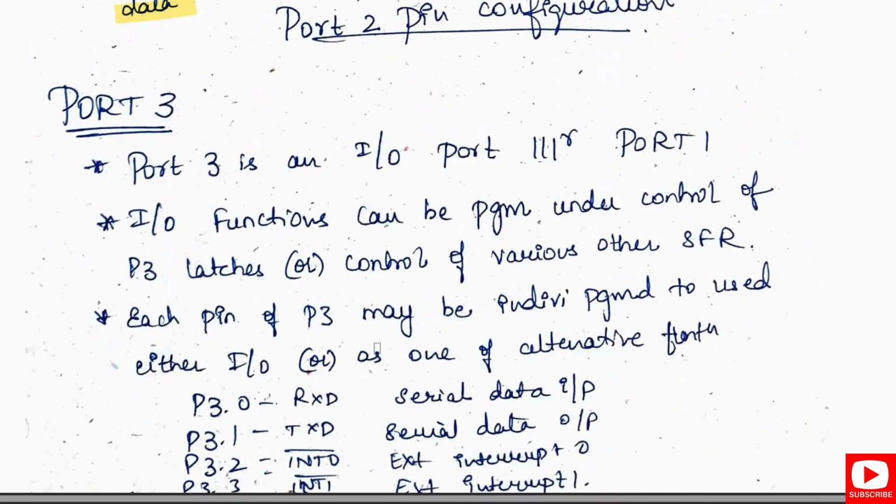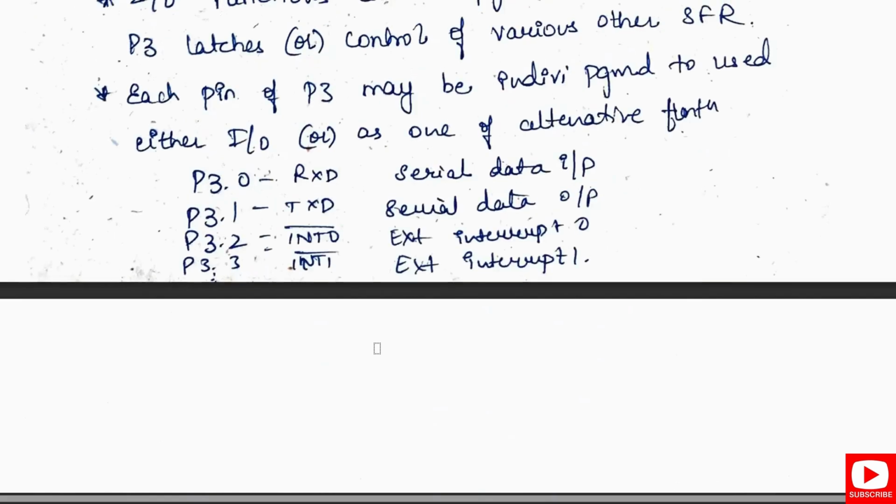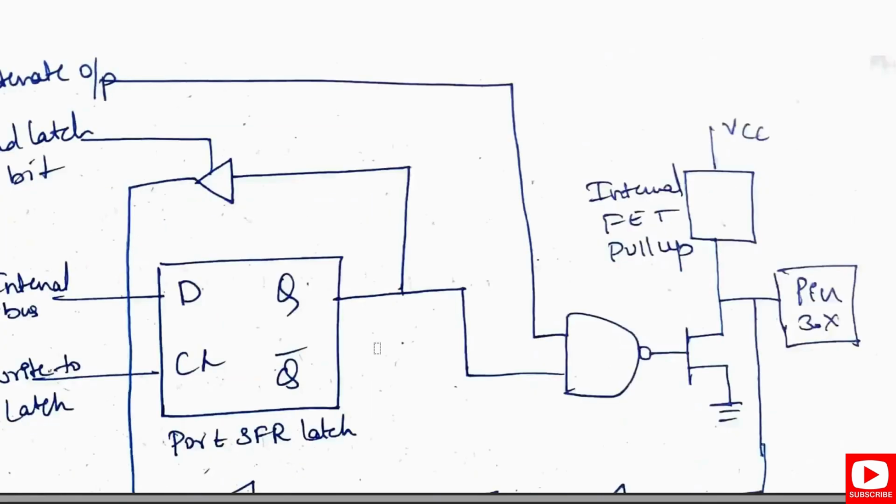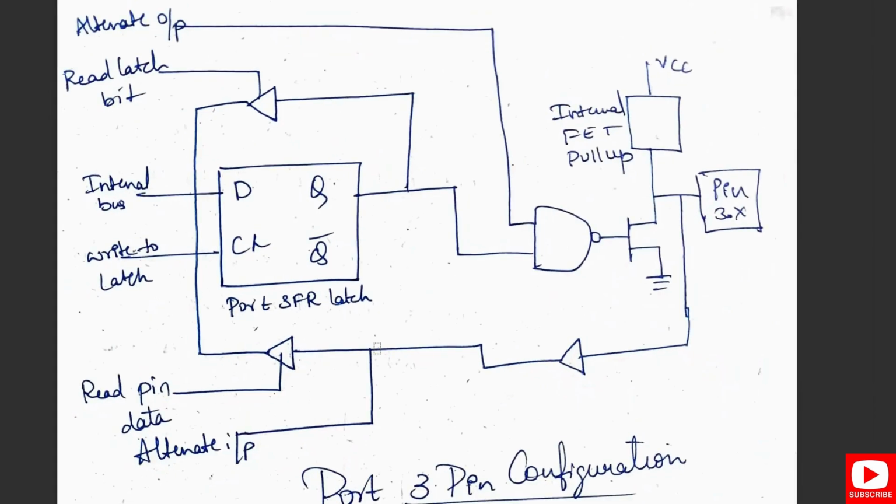Port 3 is an input output port which is similar to port 1. Here, input output functions can be programmed under control of the P3 latches or control of various other SFRs. Each pin of P3 may be individually programmed, so that it is used as input output or as an alternate function. If it is P3.0, then RXD, that is serial data input. For TXD, for transmitting, it is serial data output. INT0 means external interrupt 0, and INT1 is external interrupt 1. So this is our pin configuration of port 3.